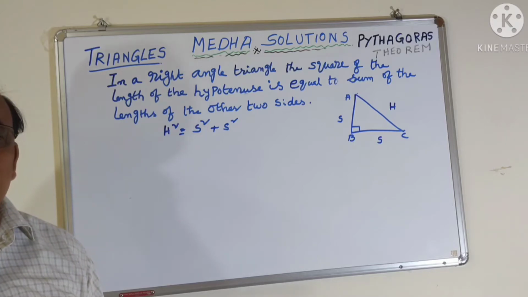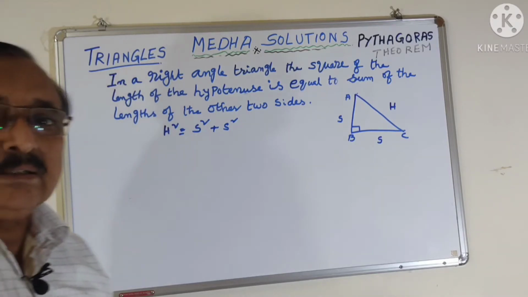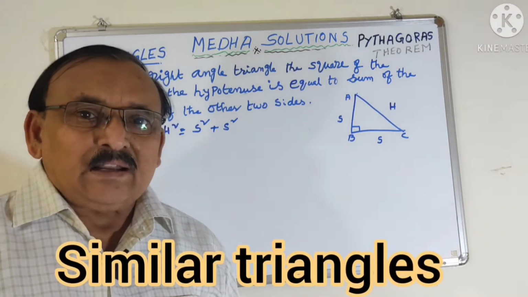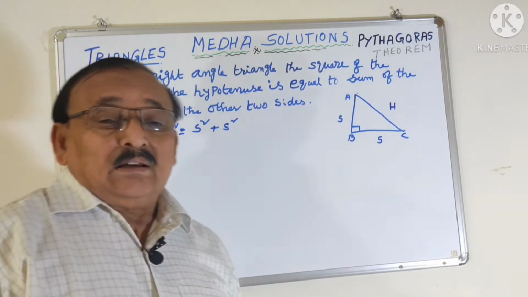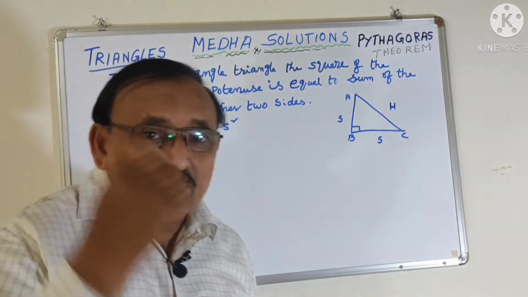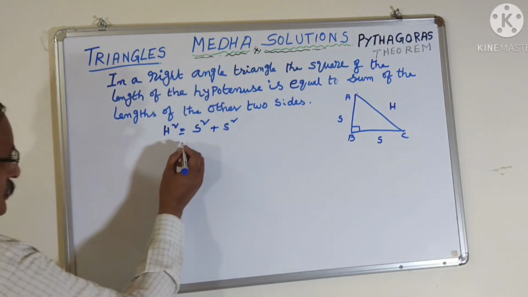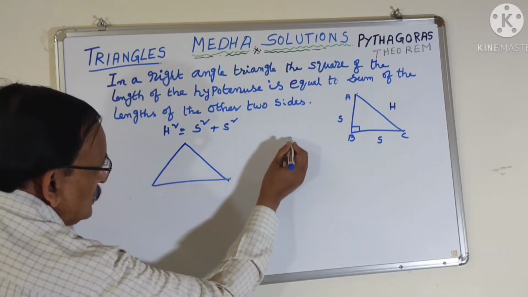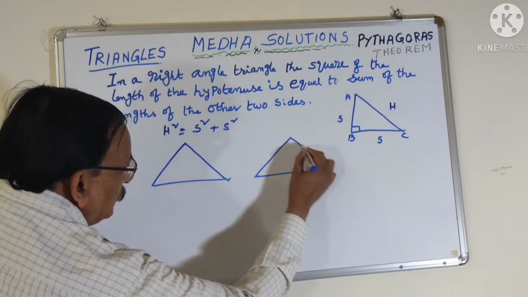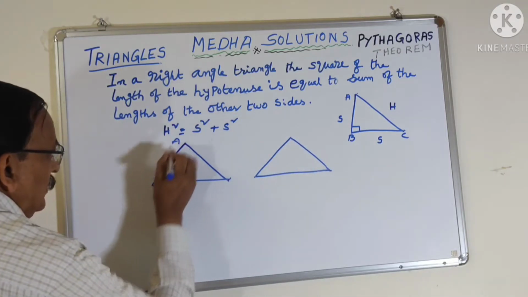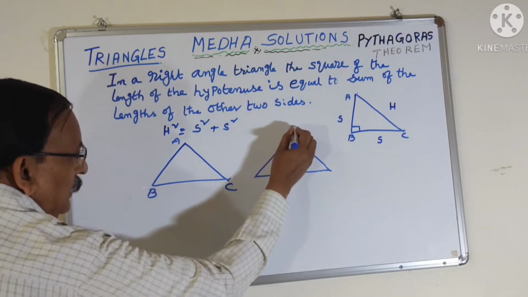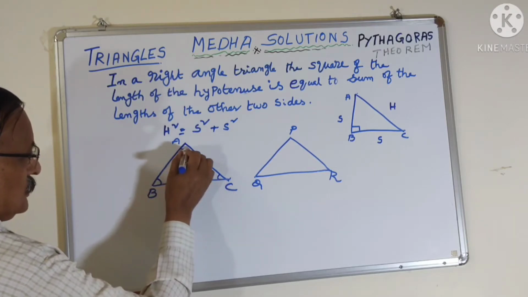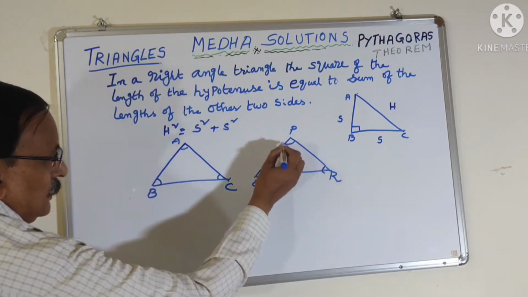How to learn the Pythagoras theorem? Before that, we have to learn about similar triangles. When two triangles are similar, there are so many conditions. One more important condition is, suppose here is a triangle and one more triangle is there here. It is ABC and PQR. Here this angle is Q, this angle is R, this is the angle P.